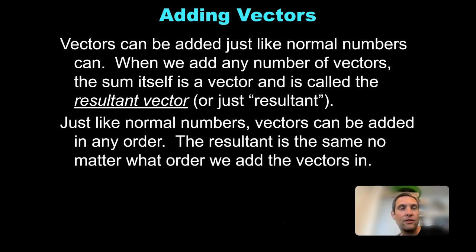Remember that there is the commutative property of addition that says we can add 2 plus 3 to get 5. We can also add 3 plus 2 to get 5.